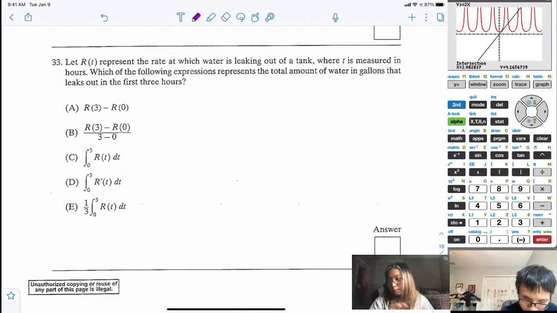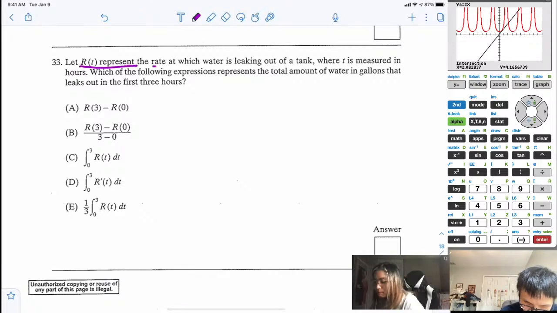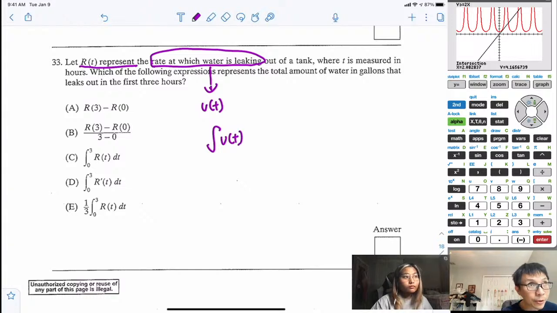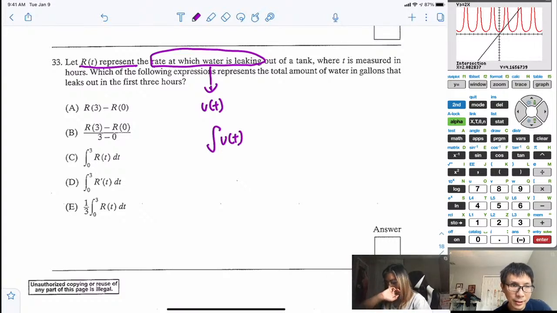Now 33, we just talked about this. They say R of t represents the rate of water leaking out. So rate, that's something like saying it's a velocity. Does that make sense? So if I have the integration of velocity, instead of seeing how fast I'm running, I see how fast the water's running. If I integrate how fast the water's running, I'm going to get how much water has run through, or how much I've run, right?